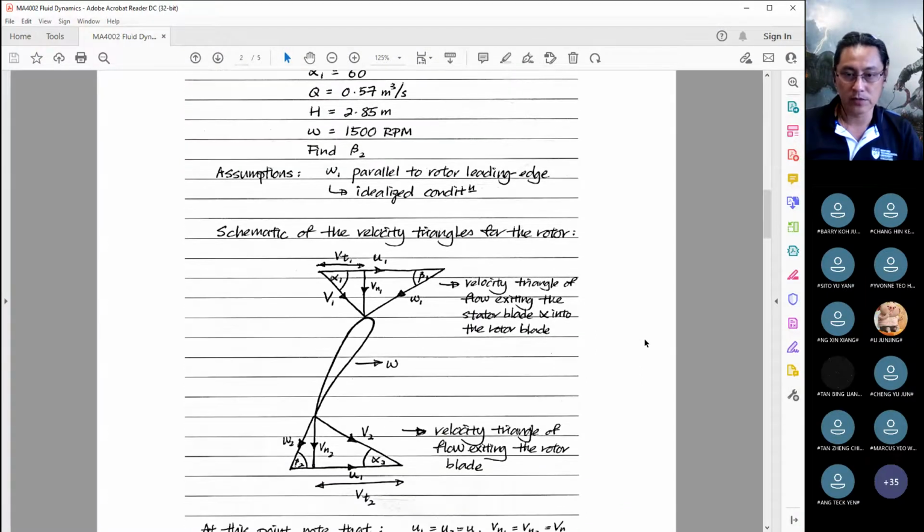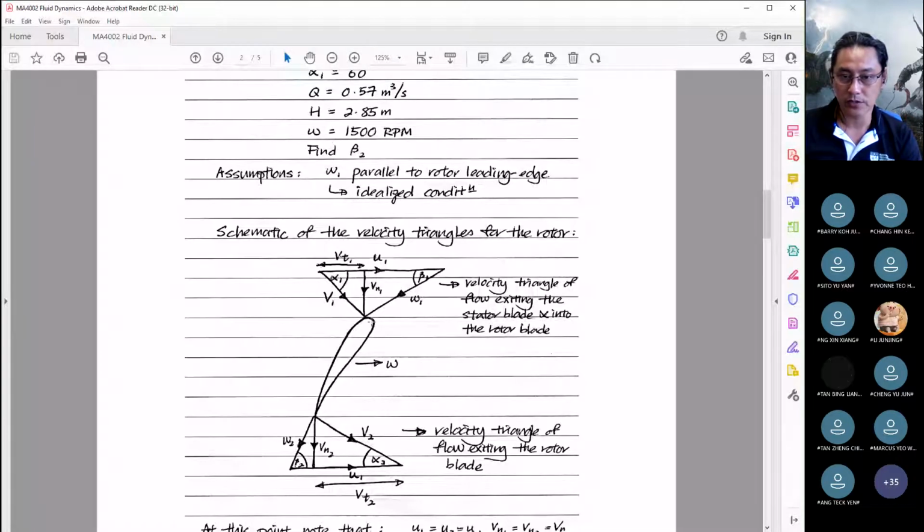Now, it will be useful if we were to sketch the velocity triangle for the rotor. So this is the rotor blade, and let's say that it's moving from left to right with a certain angular velocity. Now we can draw the velocity triangle at the inlet, just when the flow is about to flow along the blade, and we can also draw the velocity triangle at the exit.